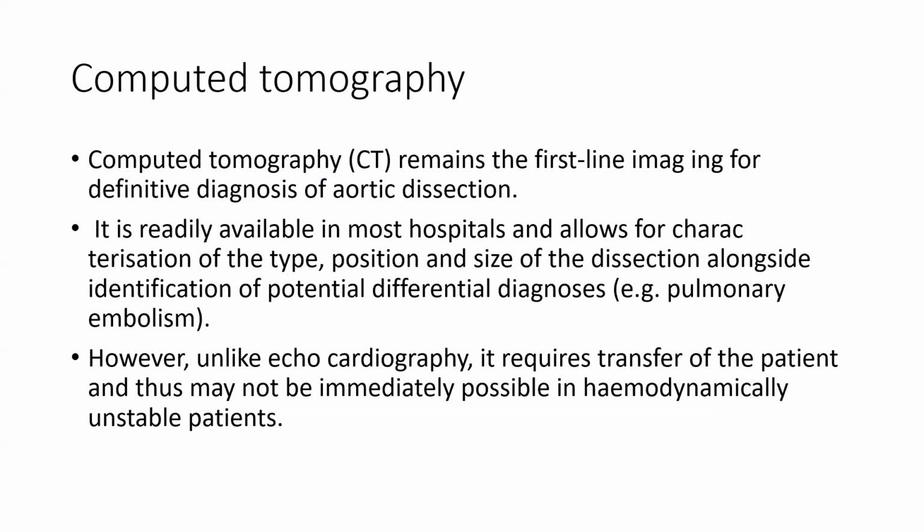Now, computed tomography. Computed tomography remains the first line imaging for definitive diagnosis of aortic dissection. It is readily available in most hospitals and allows for characterization of the type, position, and size of dissection alongside the identification of potential differential diagnoses, for example, pulmonary embolism. However, unlike echocardiography, it requires transfer of the patient and thus may not be immediately possible in every patient.